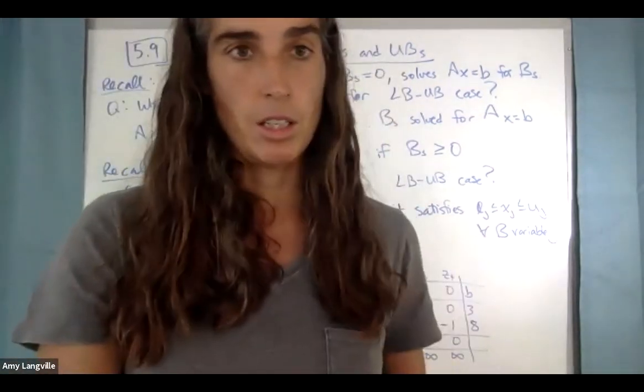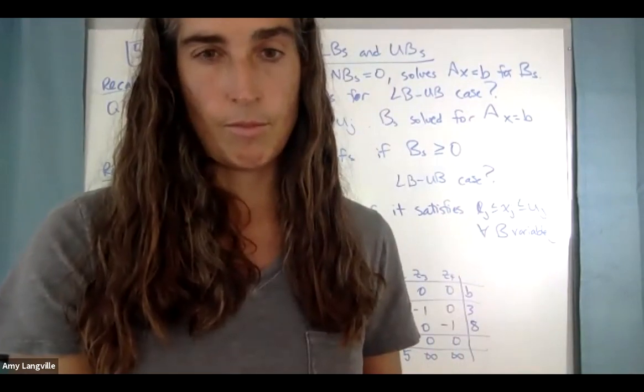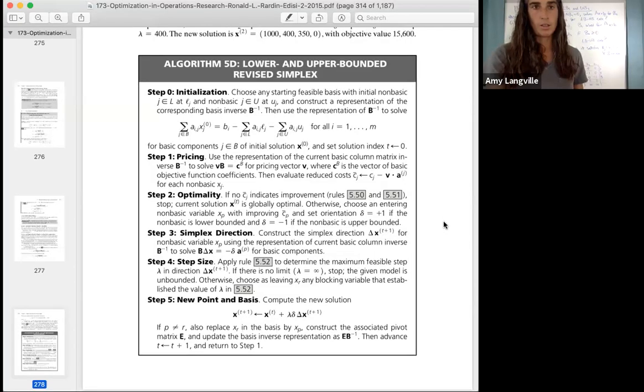So 5D. Okay, so here's our lower bounded, upper bounded simplex. Choosing a starting feasible solution: again, same problem that we've always had. Might need to do a two-phase or a big M. Okay, and then you're computing reduced cost, and notice these are slightly different. We're not just doing a c transpose x. We have a little bit more going on here. Your optimality rule: if none of your reduced costs indicate improvement, then you're optimal. Otherwise, you're going to choose an entering and a leaving variable.